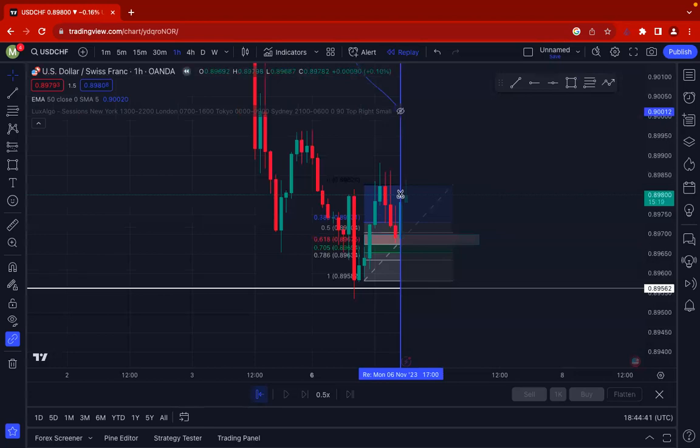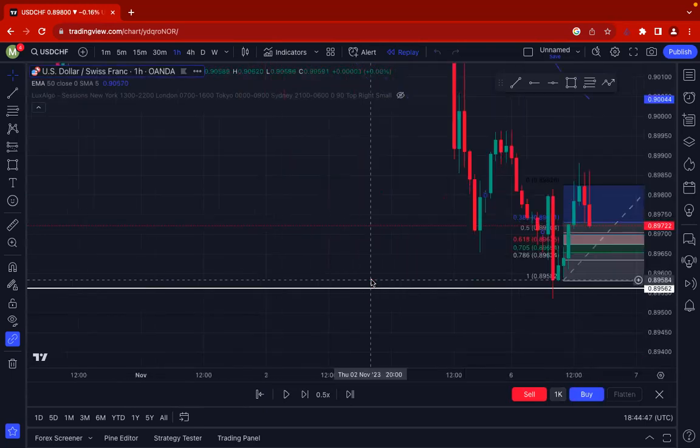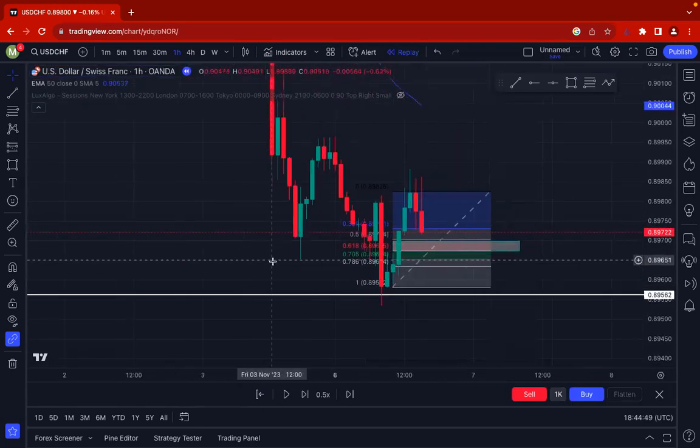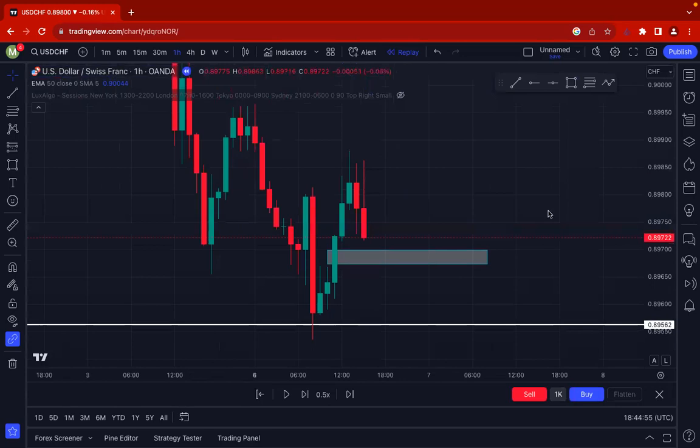Before this trade happened, this is when I was analyzing it. It was around 16 before it happened. So in the next 10 minutes, this Zoom is going to be over, so I'm going to just make it quick.